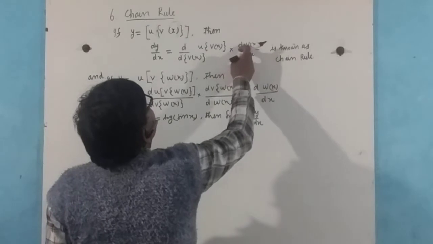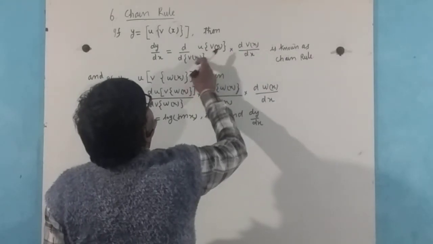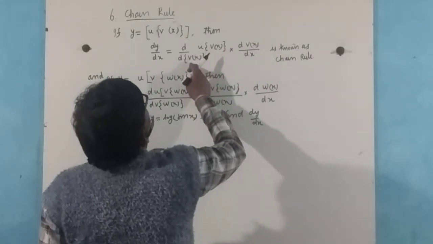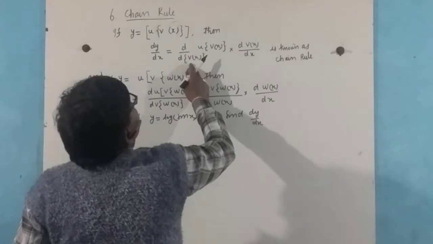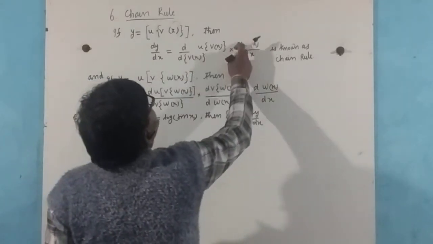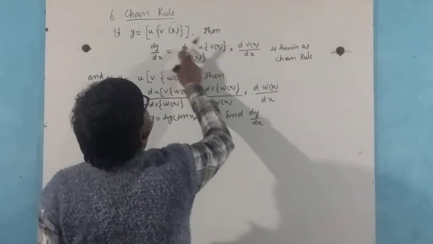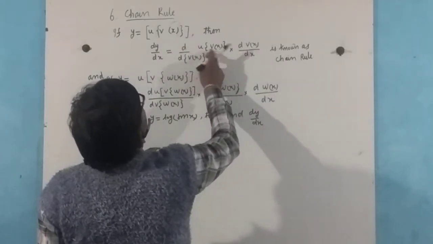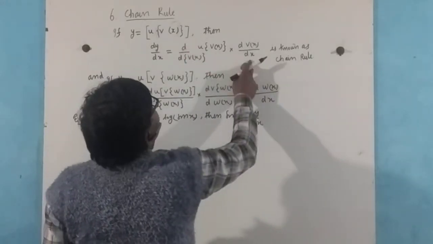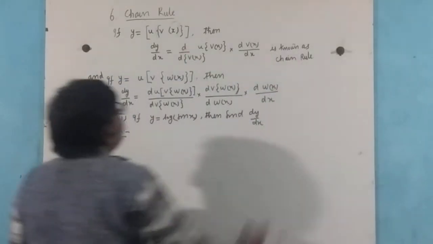Here this and this cancel out. In this case, this and this cancel out, and d u(v(x))/dx is known as the chain rule.